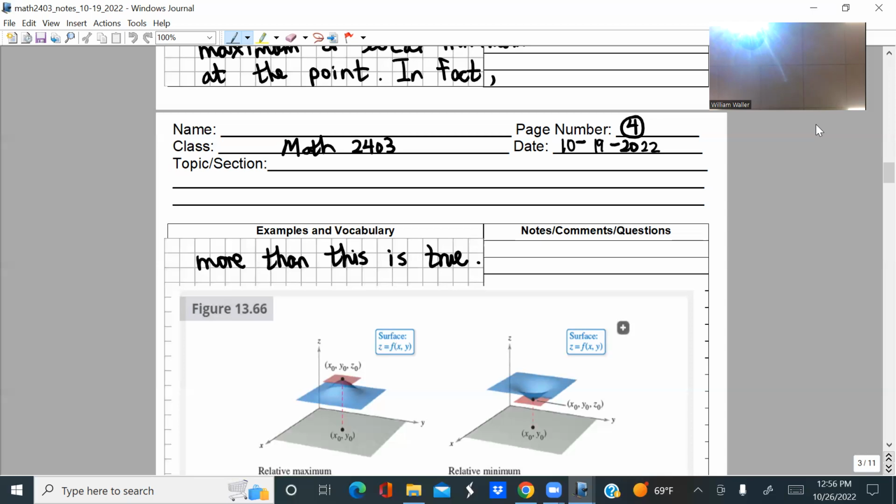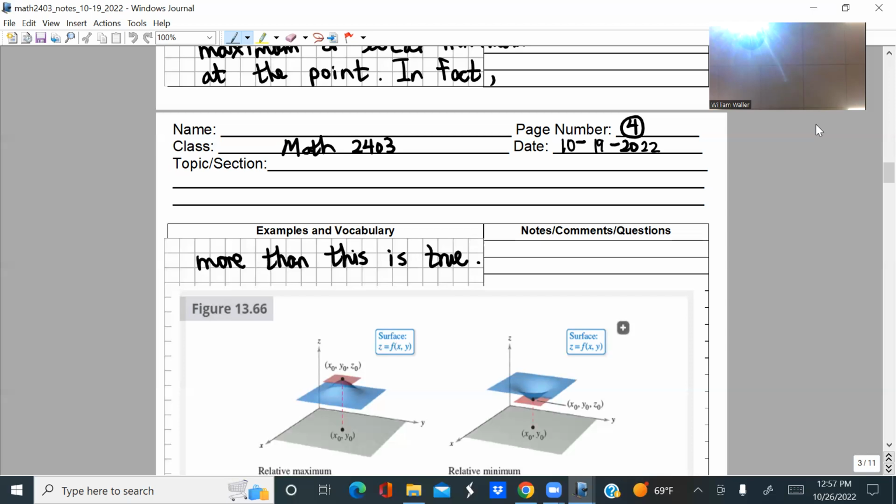Everything's connected. Those things deal with two variables, slightly partial. So all of these notes, at some point you can read.